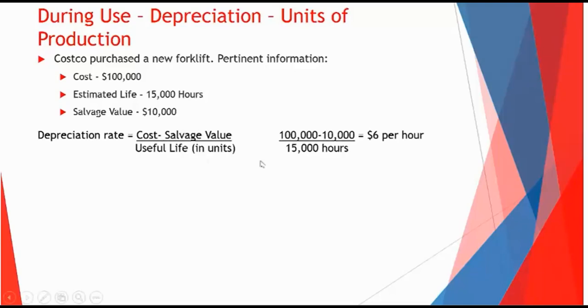Now we're in units. So if we apply that to our situation here, $100,000 minus 10,000 tells me I need to depreciate 90,000 total, and I'm going to depreciate it over, my best guess is 15,000 hours. So that comes out to every hour that I use this machine, I should record a journal entry for $6.